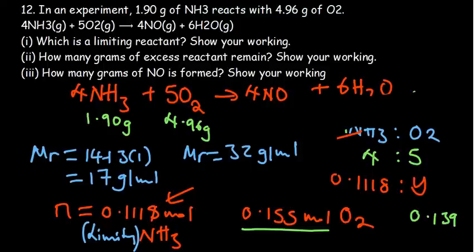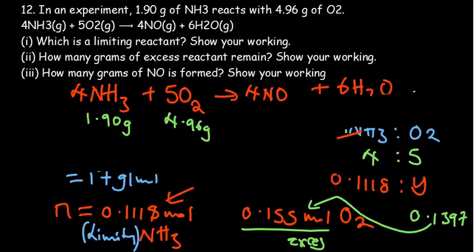So by just looking at that value compared against what was available, which one is bigger? What was available of oxygen is actually bigger than what is required. So therefore the oxygen was in excess. So limiting there is ammonia. We've dealt with that already.